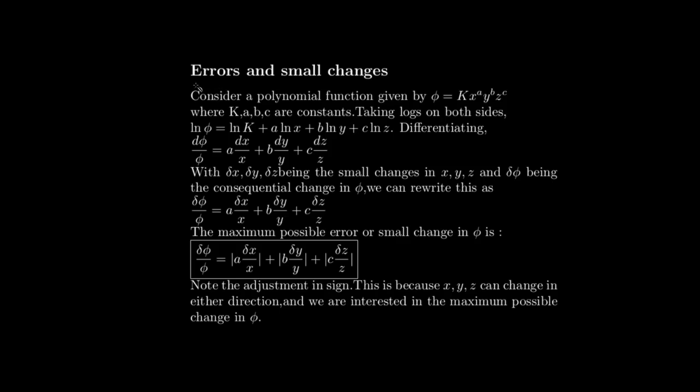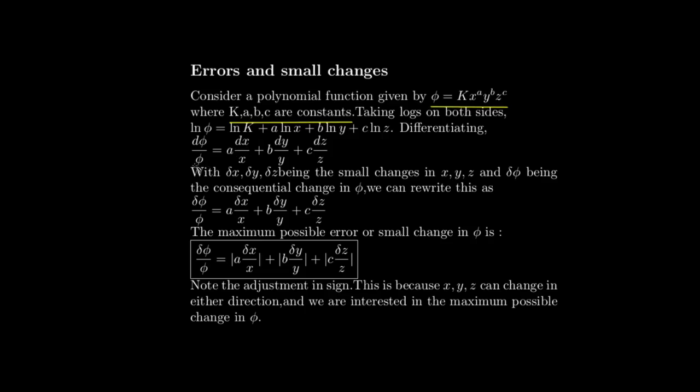Next subject, errors and small changes. Consider a polynomial function given by phi equal to k x to the power of a, y to the power of b, z to the power of c, where k, a, b, c are constants, and of course phi, x, y, z are variables. Taking logs on both sides, ln phi equal to ln k plus a ln x plus b ln y plus c ln z.